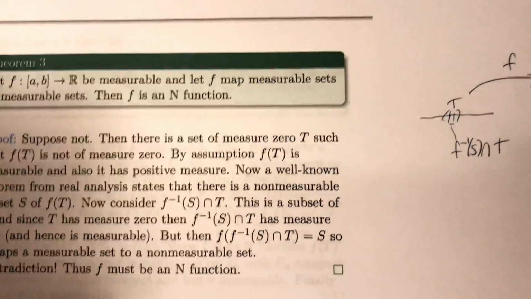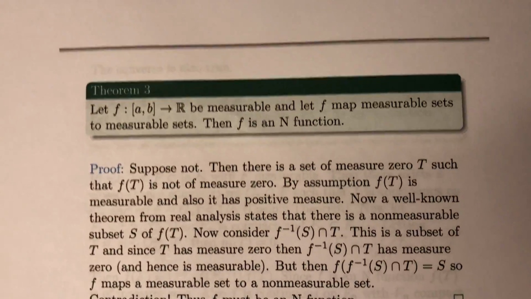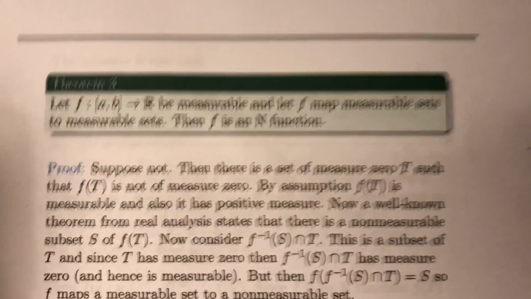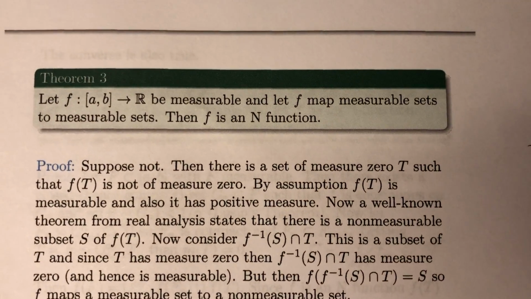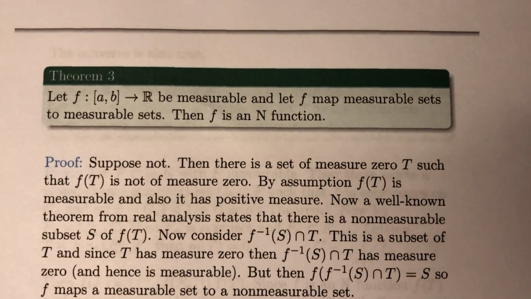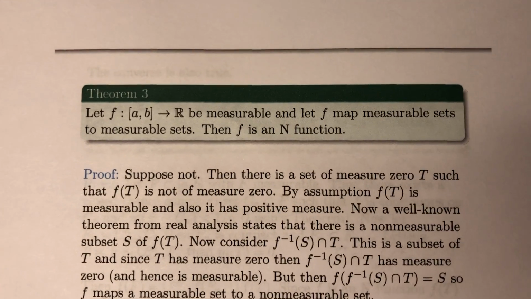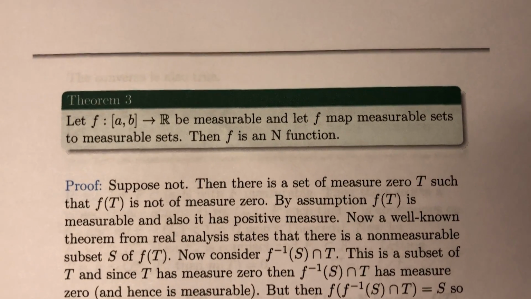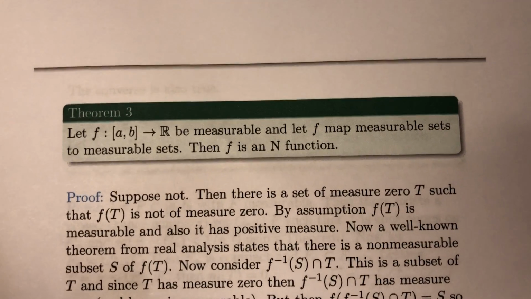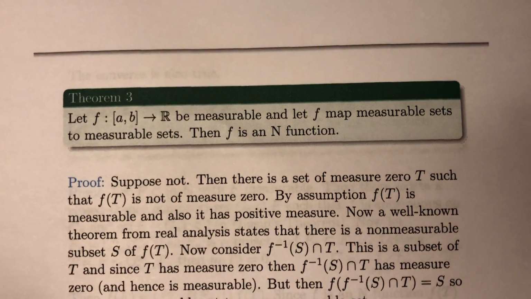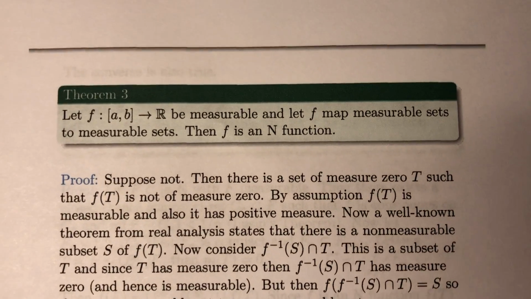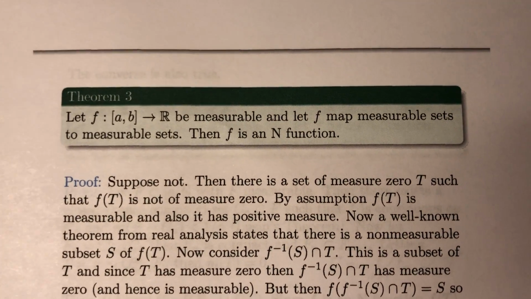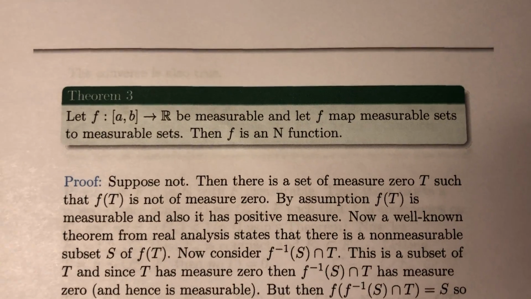Okay, so what else is interesting about n functions? Here's an interesting property that n functions have. If you have a measurable function that maps measurable sets to measurable sets, then in fact that must be an n function. What's interesting about this is that it says something about measurable sets. Measurable sets don't always have measure 0, but if you have a function that maps measurable sets to measurable sets, then it must be an n function.